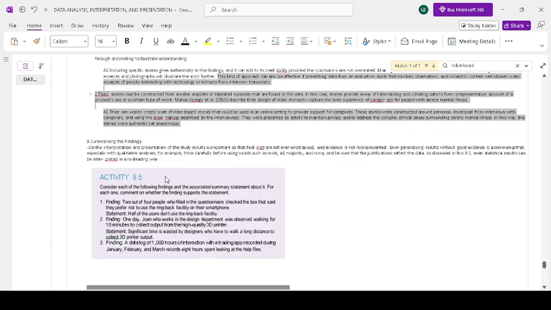So it also adds credibility because they see that in a real case. Third, stories may be constructed from smaller snippets, repeated episodes that are found in data. In this case, stories provide a way of rationalizing and collating data to form a representative account of a product's use or a certain type of event.